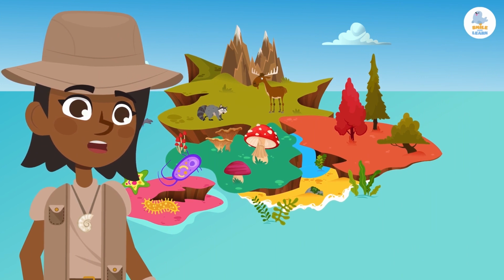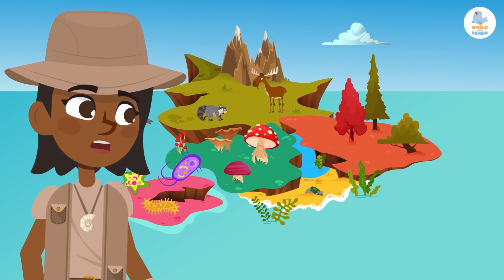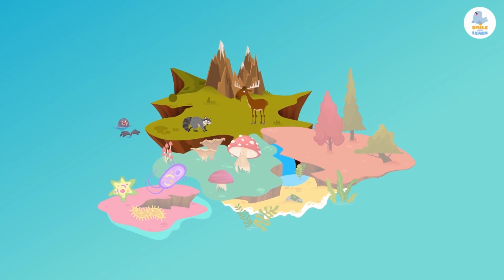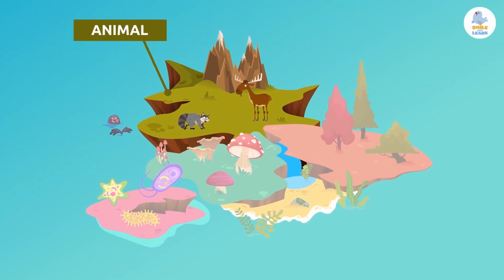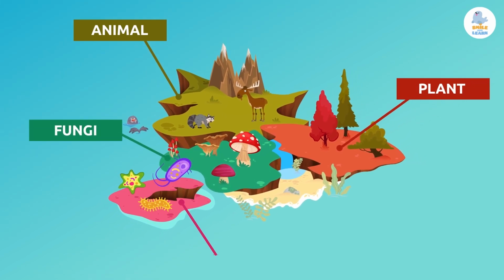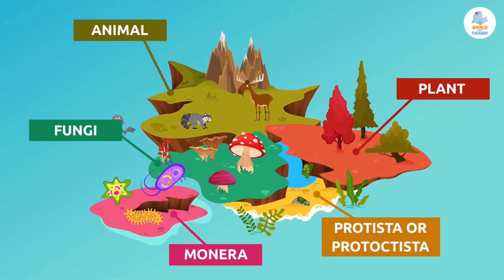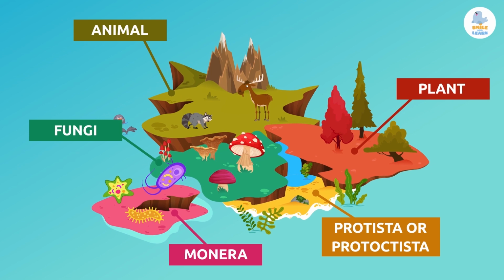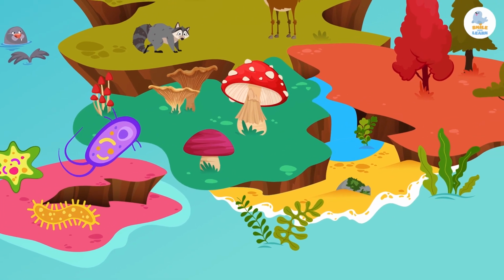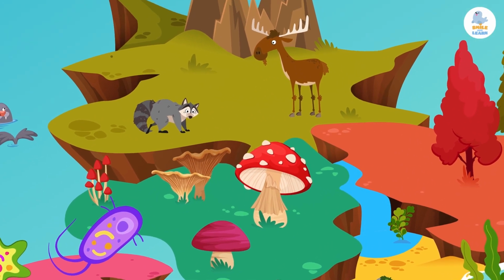Well, let's get down to business. There are many ways to classify living things, but the most common way is to group them by kingdoms. There are 5 kingdoms in total: animal, plant, fungi, Monera, and Protista, also called Protista. We divide them in this way because the living things in each kingdom have common characteristics, and they're significantly different from the living things in other kingdoms. Let's take a closer look.